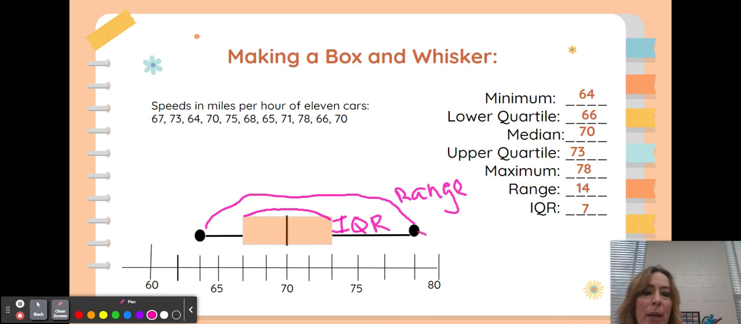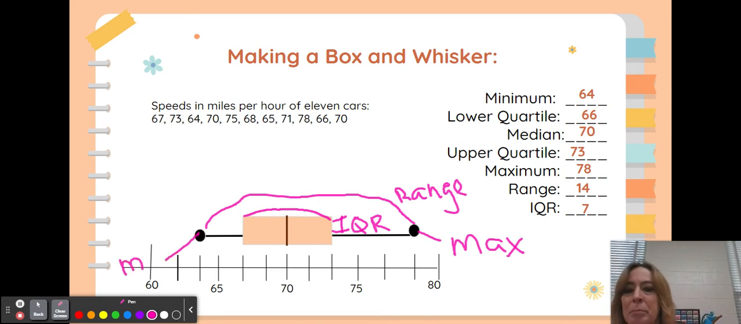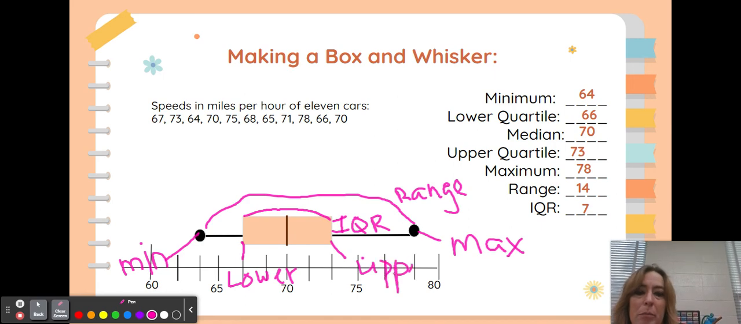Okay, so again, this is the max, this is the minimum, okay? This is the lower, this is the upper. Make sure you label that on your notes.